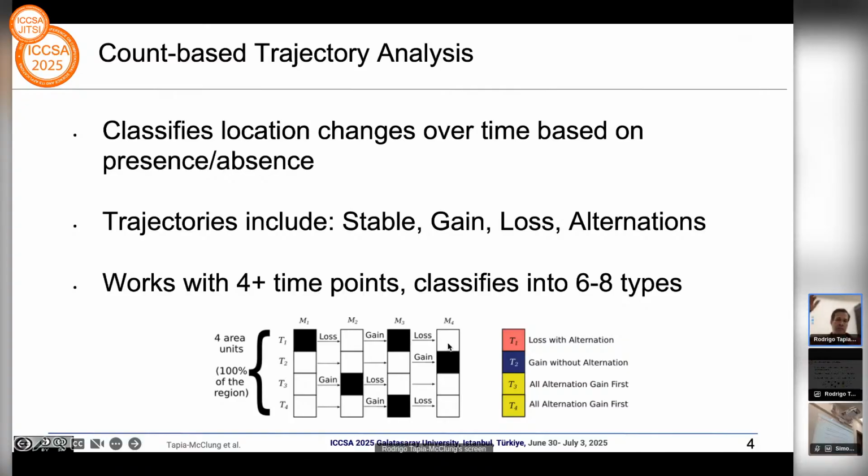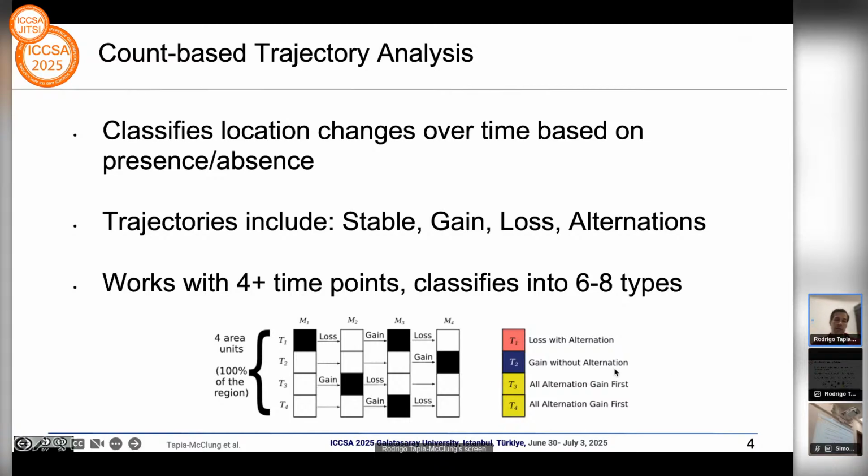So there are shifts. It can go up and go down, and essentially we can classify that trajectory through time and space into different types. For this particular one, T1, we essentially compare what happened at the beginning and what happens at the end, and because we started with presence of this certain category in this map, and we end with the absence, we classify that as a loss, but in between there are changes. So we say there's an alternation, but the general trend was a loss, and there was an alternation.